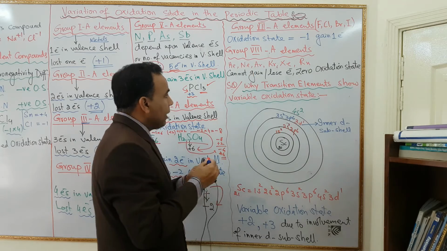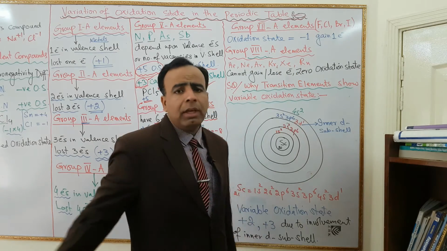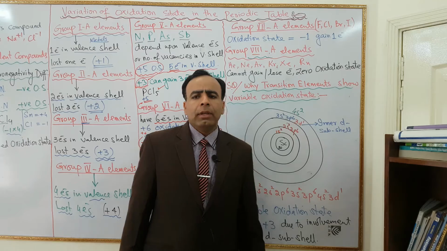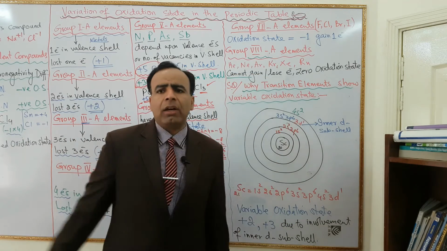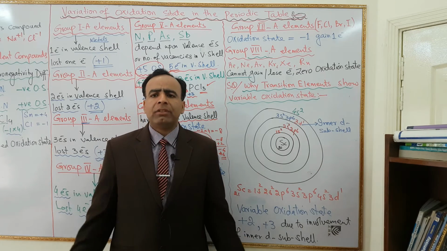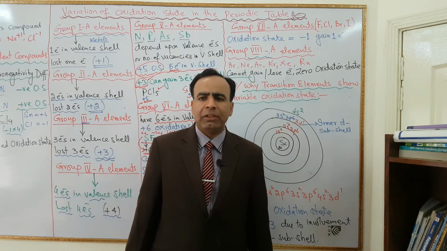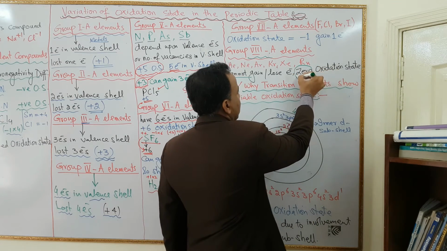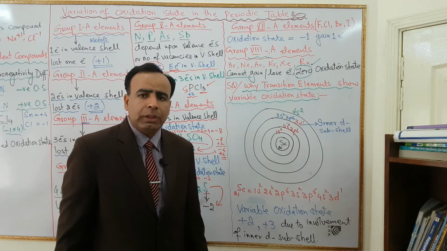My dear students, in the case of group 8A elements, that is noble gases: helium, neon, argon, krypton, xenon and radon, they cannot gain or lose electrons because their valence shell is complete and no vacancy is present in the valence shell. So their oxidation state will be 0. The oxidation state of group 8A elements is 0.